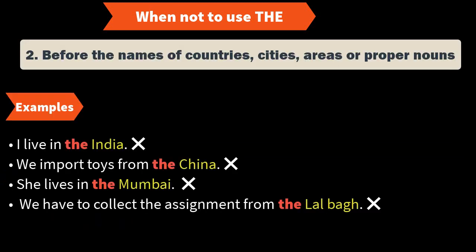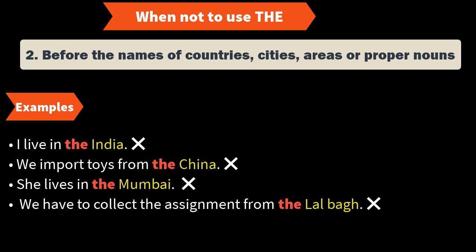Rule number 2. We do not use the before the names of countries, cities or areas or proper names. It is actually similar to the rule number 1. These are also proper names, right? So I can't say the India, I can't say the China, I can't say the Germany, I live in the India. We import toys from the China. Not possible. You cannot say that, right?